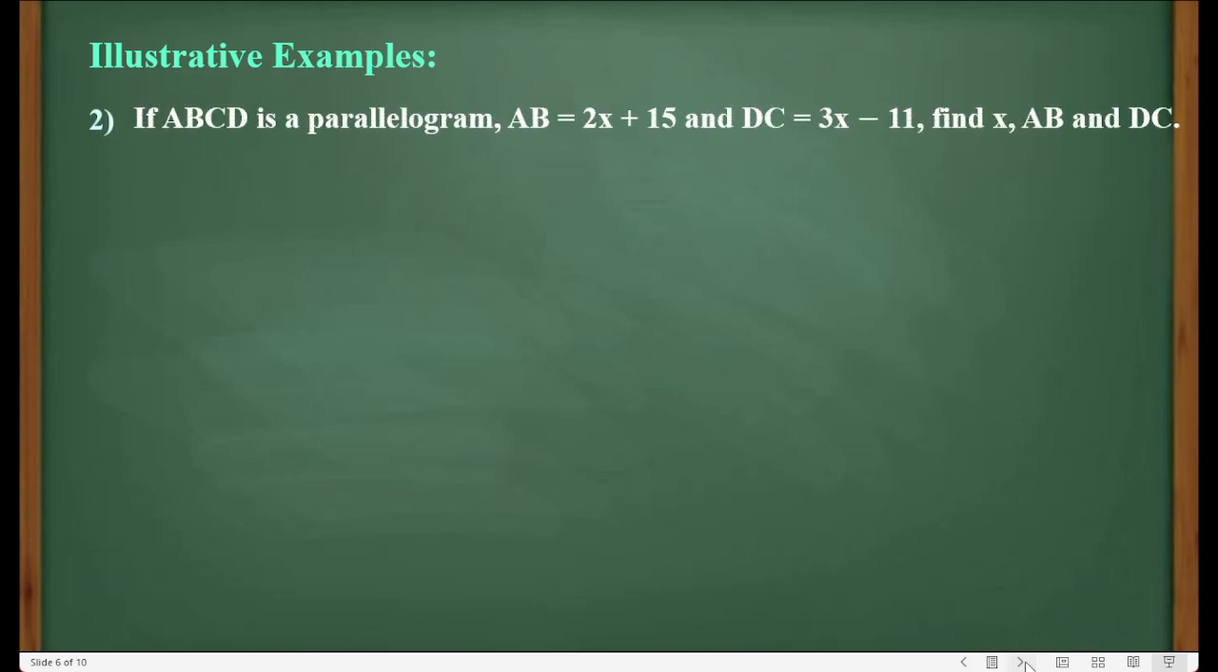Number 2. If quadrilateral ABCD is a parallelogram, segment AB is 2x plus 15 and segment DC is 3x minus 11, find x and the length of segments AB and DC. Solution. These two segments are opposite sides since they don't have any endpoint in common. And in a parallelogram, they are equal in length. So AB is equal to DC. Opposite sides of a parallelogram are congruent.